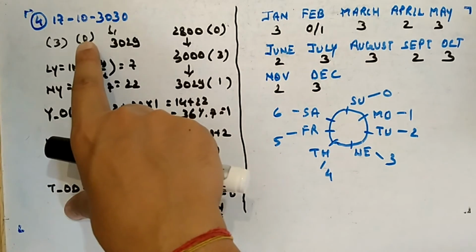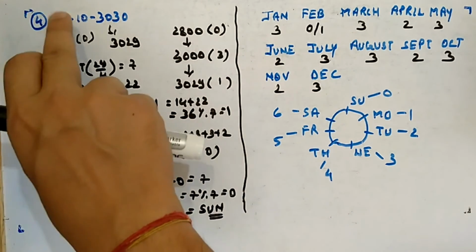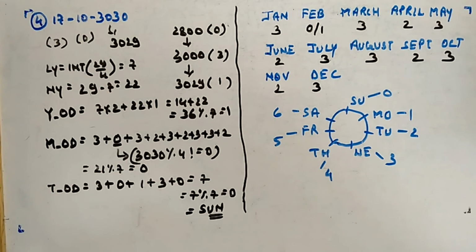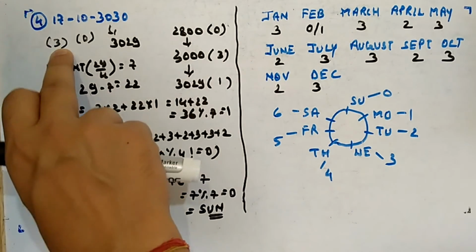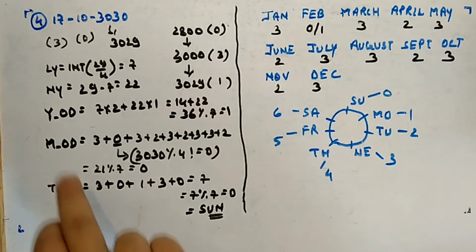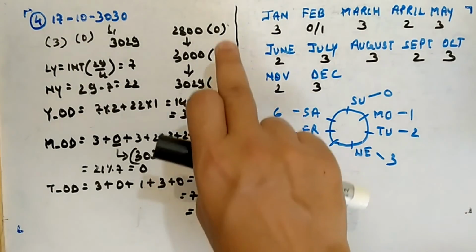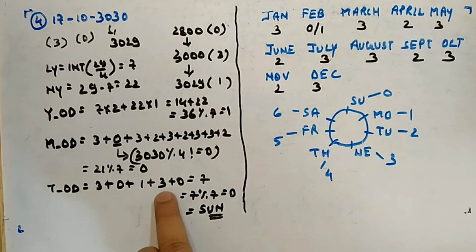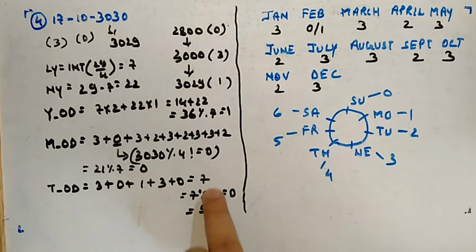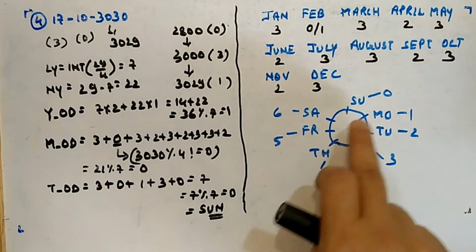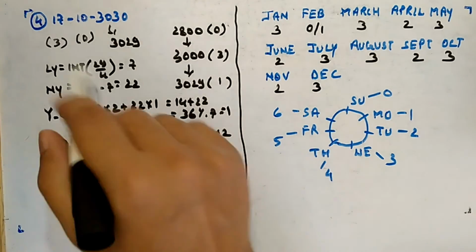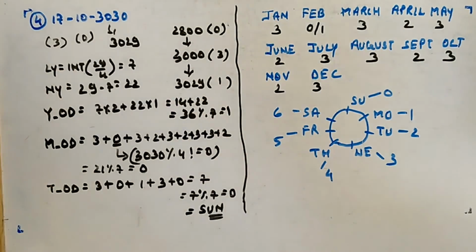0 odd days for months, and if you divide 17 by 7 you will get 3 remainder, so 3 odd days for day. So total odd days will be 3 plus 0 plus 1 plus 3 plus 0, that is 7. 7 modulo 7 you will do, it will come out to be 0. 0 is Sunday. So 17th October 3030 will be Sunday.